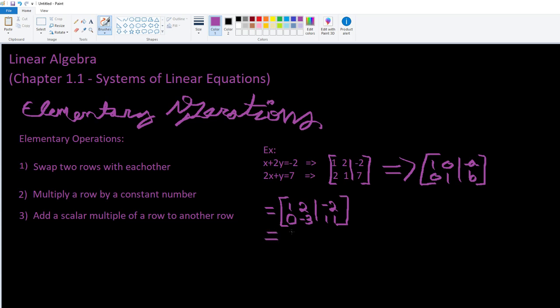Okay, now we're going to do row 2 divided by -3. So you get 1, 2, -2, and 0, 1, -11 over 3.